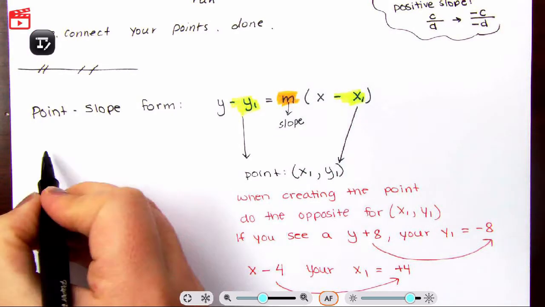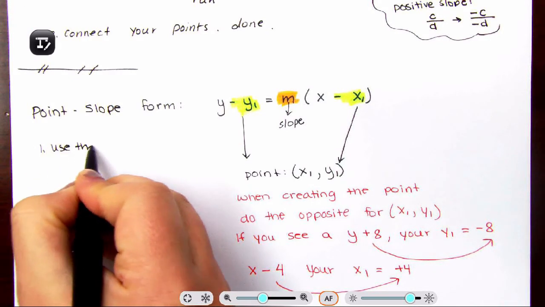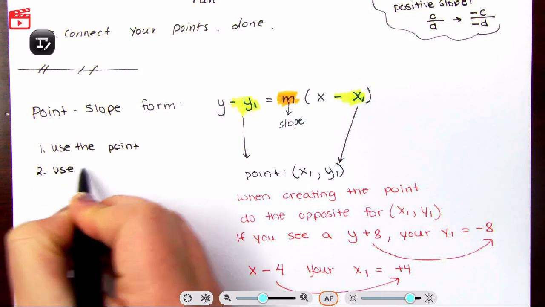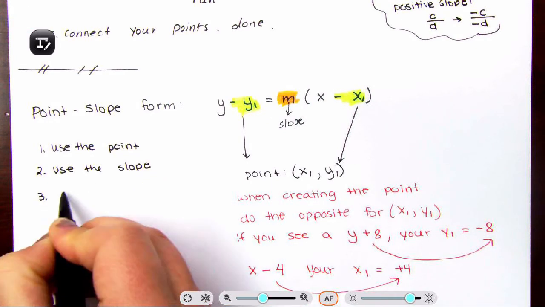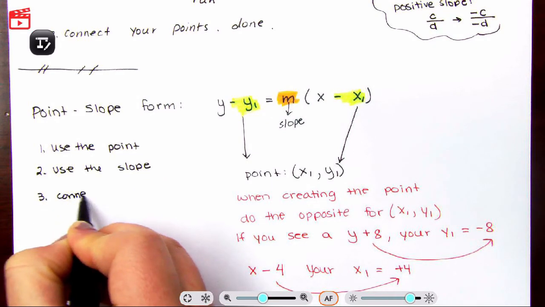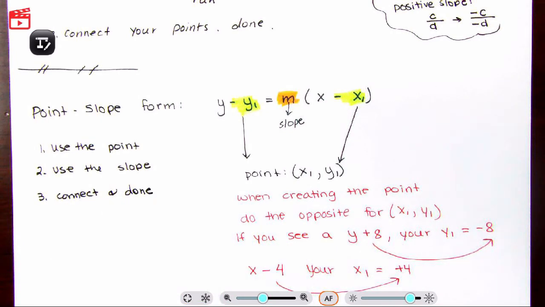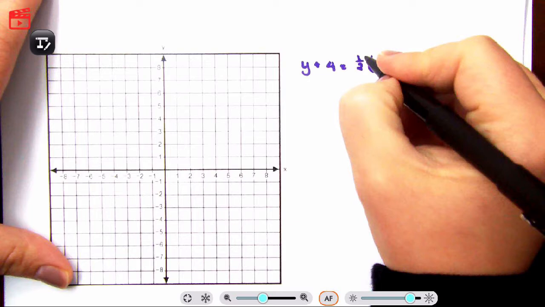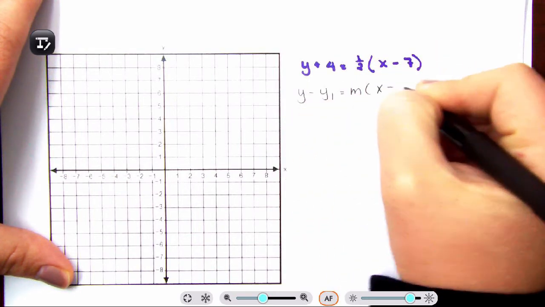So once you find that out, step 1, use the point. Step number 2 is use the slope. And step number 3, you're going to connect and you're done. So how would that look like? Use the point, use the slope, connect, and done. Here is a point slope form. So y minus y1 equals m parentheses x minus x1.